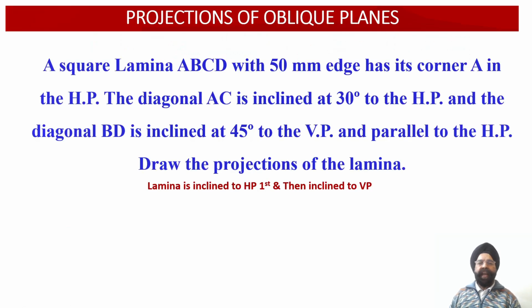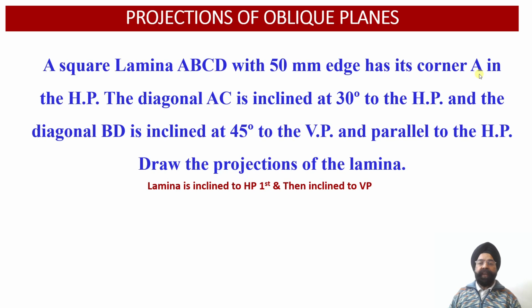Now here we are required to evaluate projections of the oblique plane, which happens to be inclined to both the reference planes, that is the horizontal plane as well as the vertical plane. So here we have a square lamina ABCD with edge length equal to 50 millimeter, and it has its corner A on the horizontal plane in such a way that its diagonal AC is inclined at an angle of 30 degree with respect to the horizontal plane. So it means that the surface of the lamina is going to be inclined with respect to the horizontal plane in the first instance.